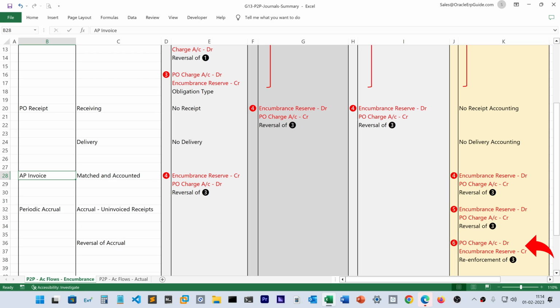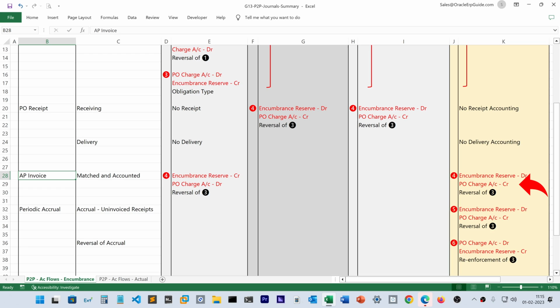So this liquidation of the encumbrance reserve gets reinstated with this entry, which is the same entry as creating an encumbrance again at the beginning of the next month. So later in the next month, the AP invoice matching and accounting happens. That time, this reinstated encumbrance will get reversed here. So this could be a reversal of 3 or it could be a reversal of 6, depending upon which of these two events have occurred first.